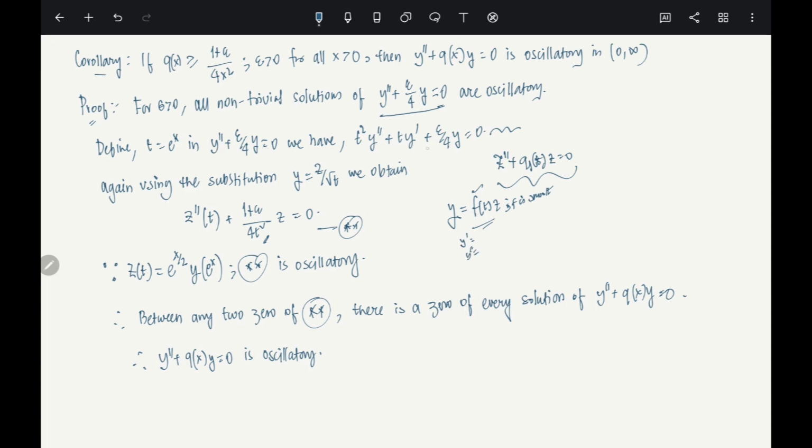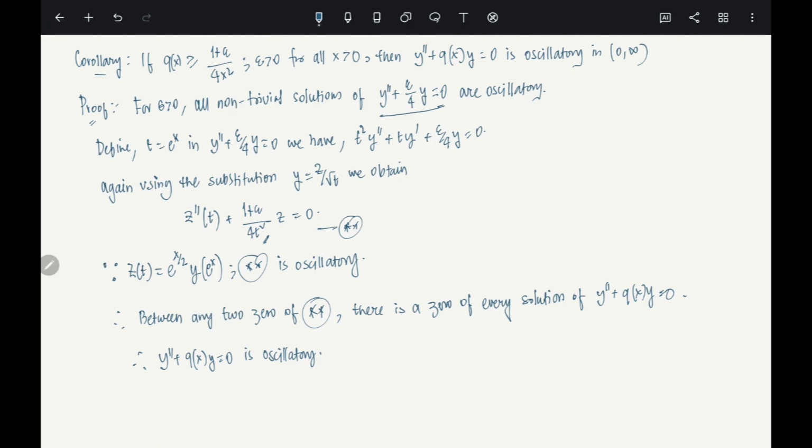Once you find it, you put it there, and you will get some equation with z double prime, z prime and z. The coefficient corresponding to z prime, you make it 0. When you make it 0, you get f of t, which is 1 by root t. This is the idea. Is this okay? So once you get it, why do we need this particular double star form? Because then we can use the Sturm comparison principle to get our result. I hope this is clear to you.